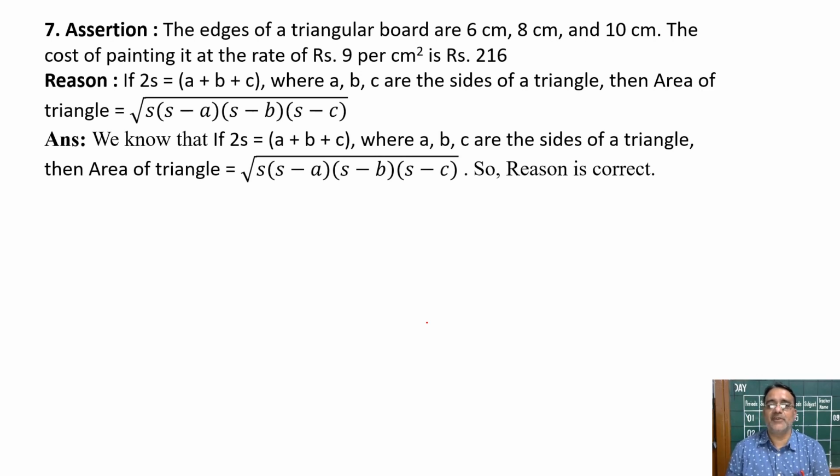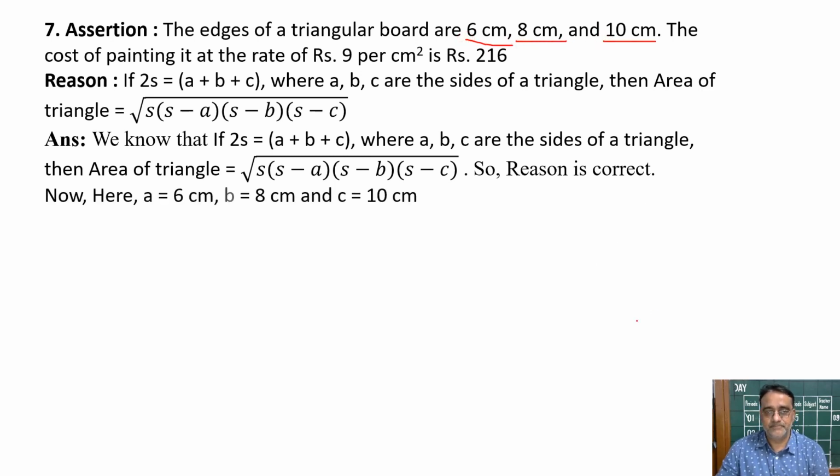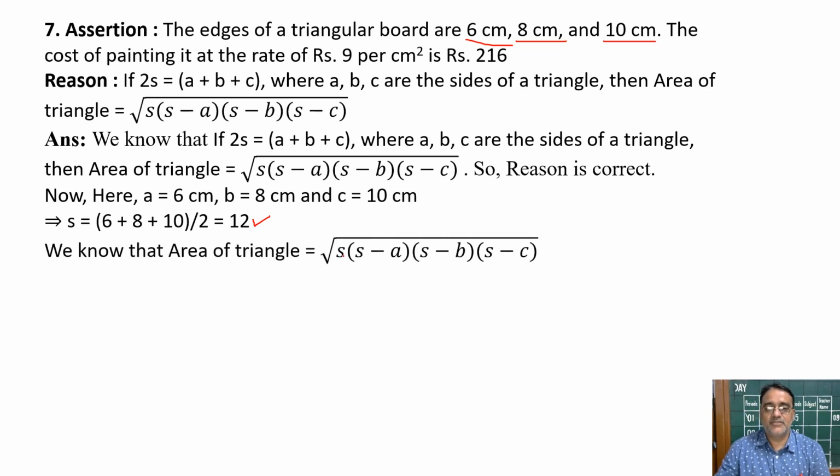Now we have to check for assertion. So let a is equals to 6 and b is equals to 8 and c is equals to 10. Right? And we will find the perimeter first. 6 plus 8 plus 10, how much is it? 24. By 2? 12. So semi-perimeter we got 12. Now we'll use Heron's formula to get the area of the triangular board. Right? So this is Heron's formula.